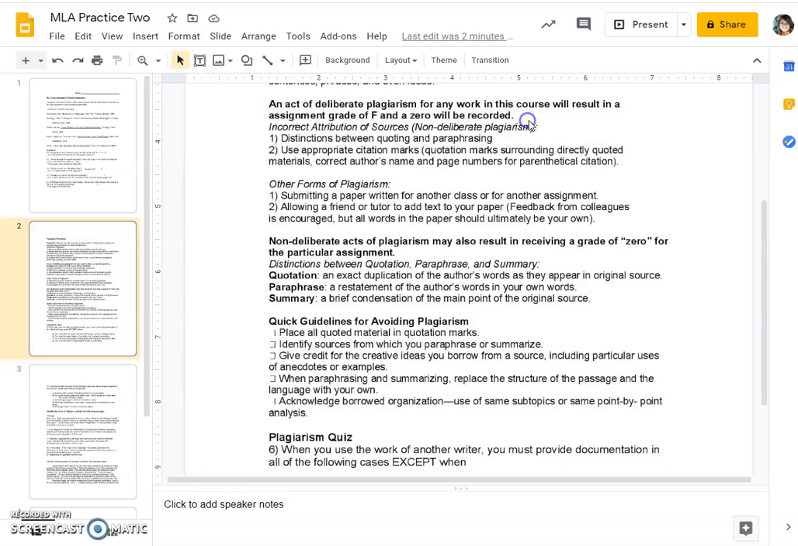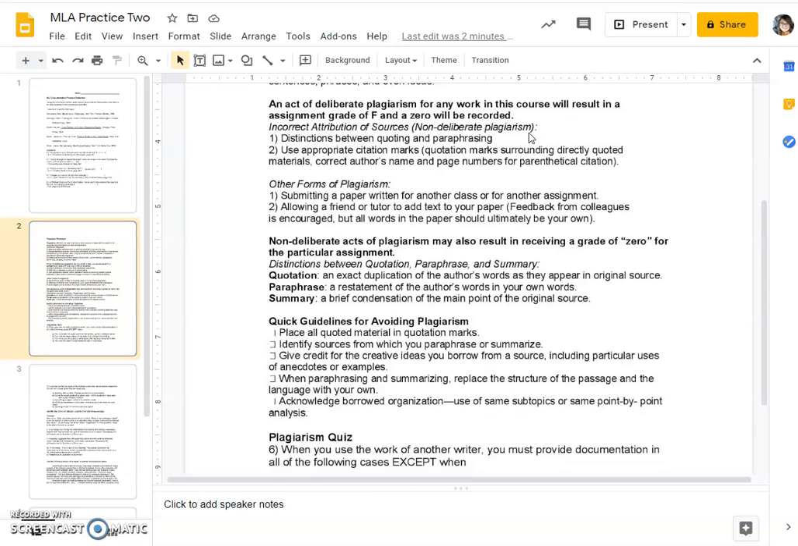Any act of deliberate plagiarism, especially in this course, will result in an F and a 0 grade recorded. And then you also have to do tutoring with me after school, or virtually in this case, where we talk about plagiarism, and you work on not plagiarizing. And then if you go through all of that, you have one chance to rewrite your entire paper for 50% credit.